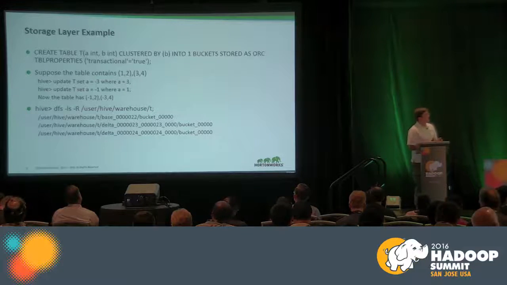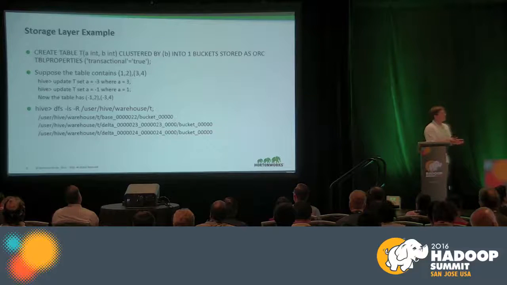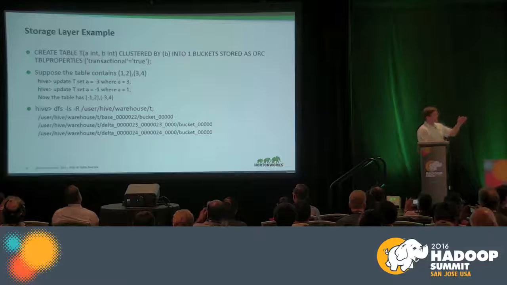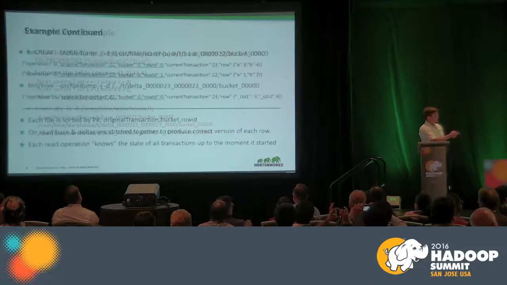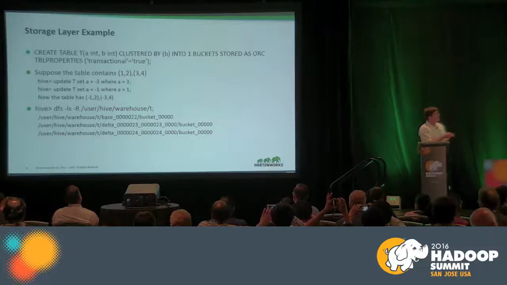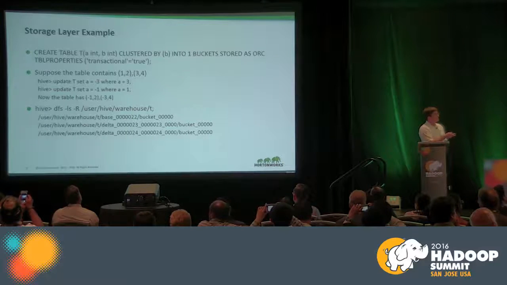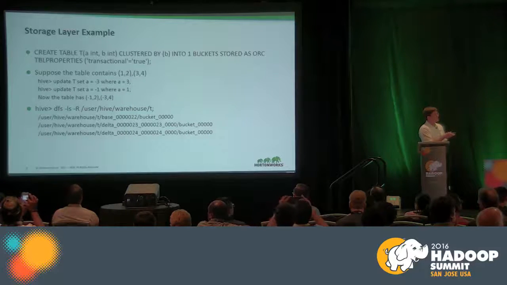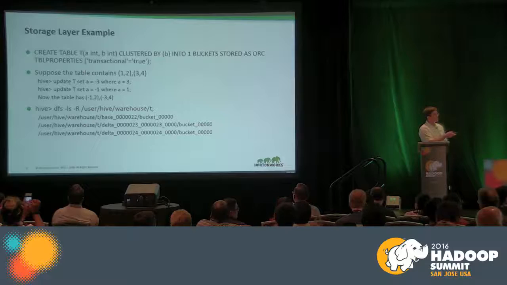So now I'd like to go through a simple contrived example of a few operations on the system, and I think that will make these ideas more concrete. So the simplest way to create a transactional table is the first bullet point here. One thing to point out is that in this example, it has a bucket count of 1. You probably never want to do this in real life, but it makes the example simpler.